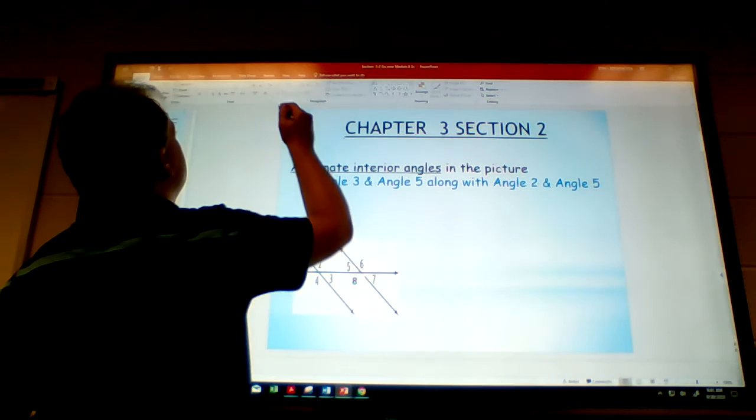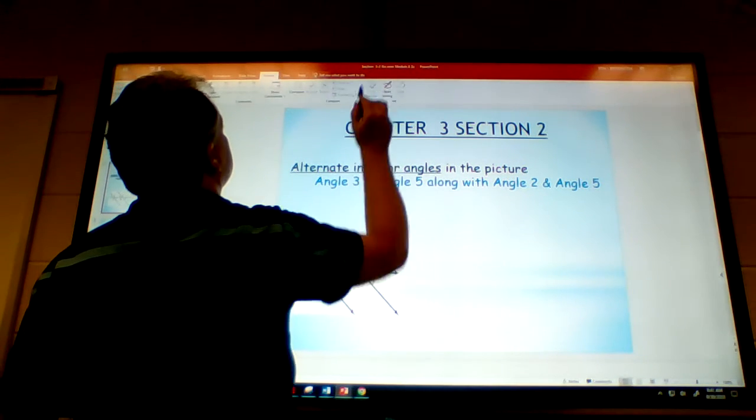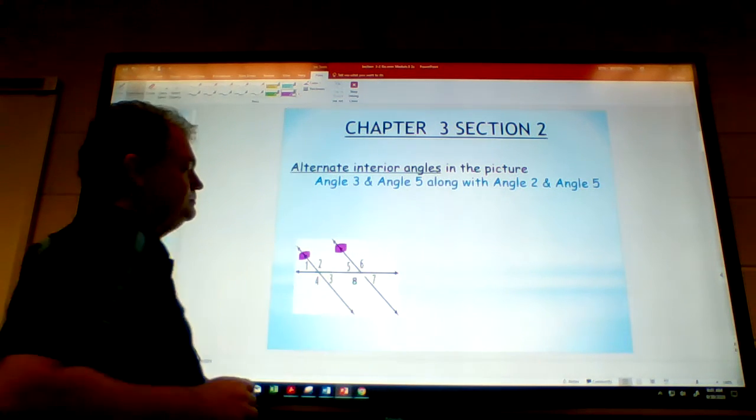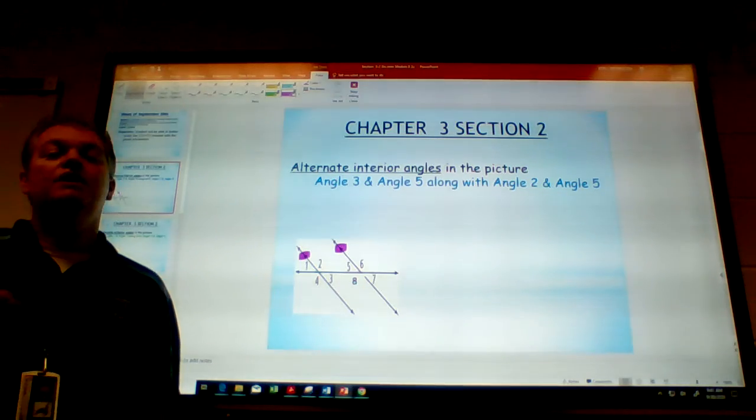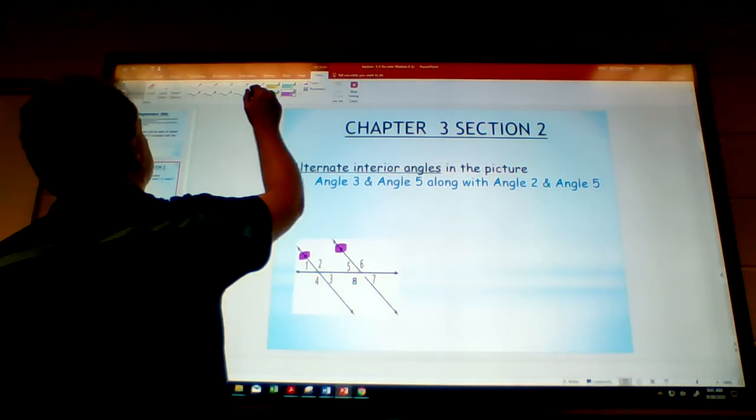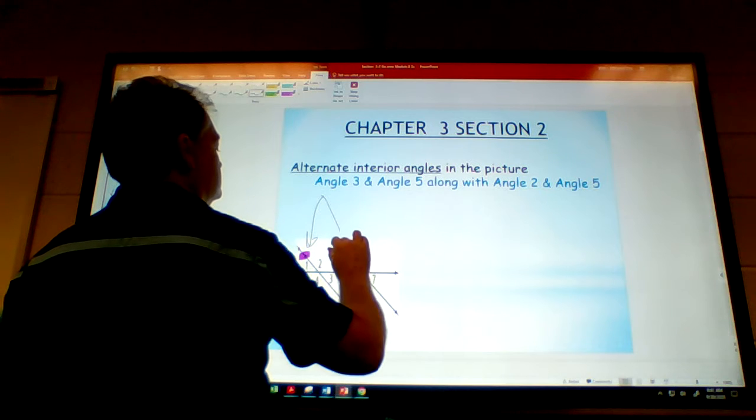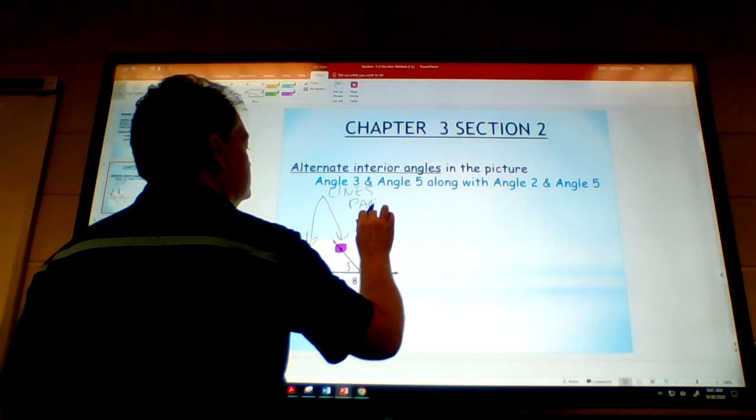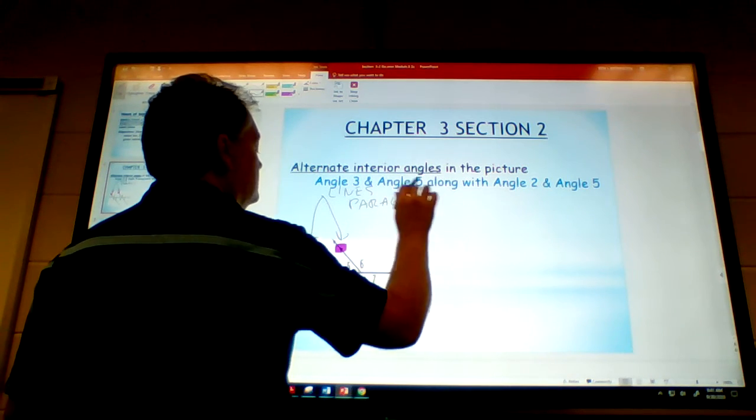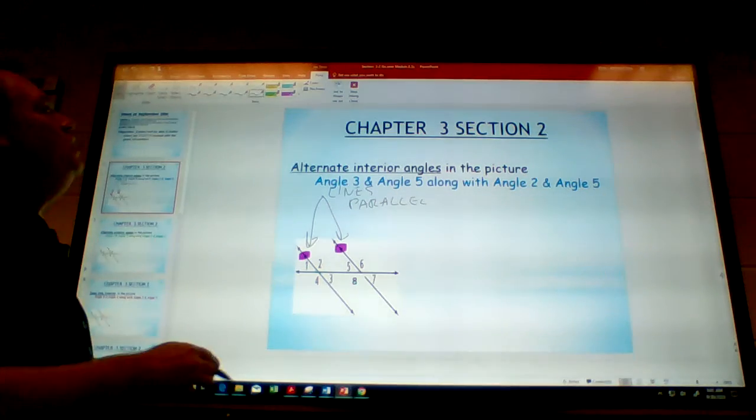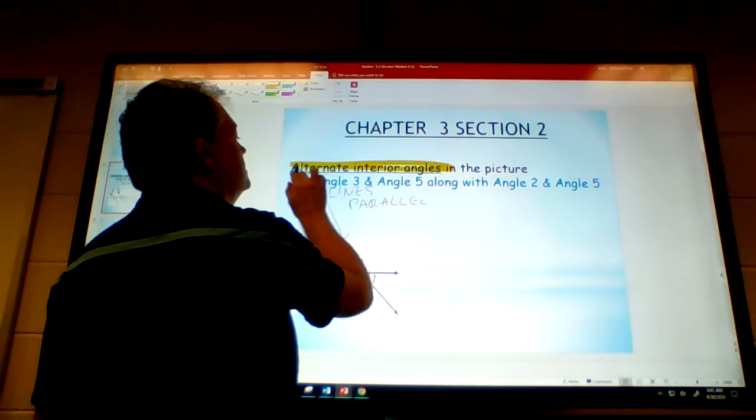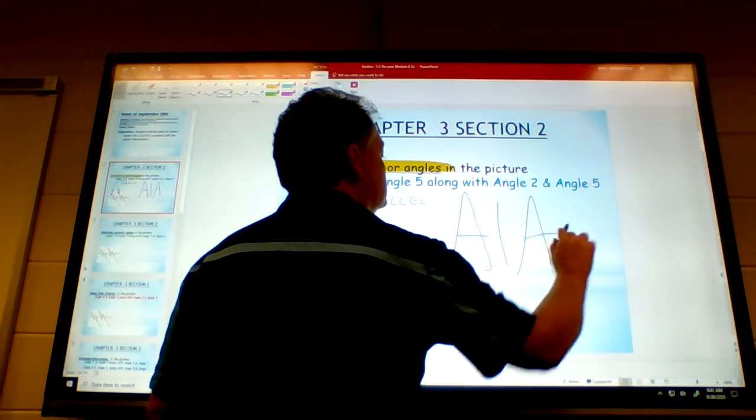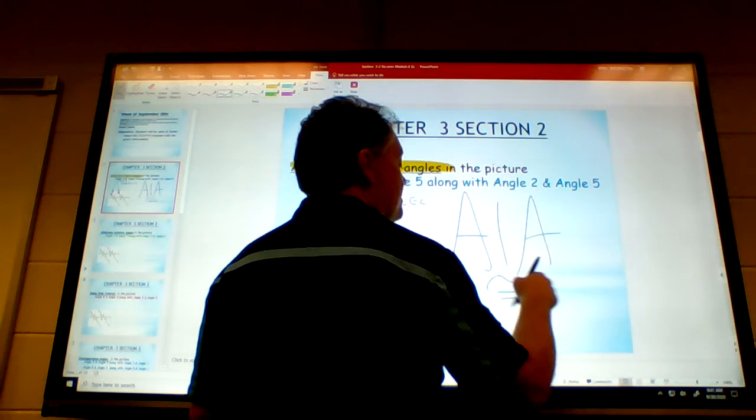What happens when the lines are parallel? Now you see here those two marks. Those two marks mean that the lines are parallel. Now, because the lines are parallel, the alternate interior angles that you see right here are going to be congruent. Remember, that symbol means congruent.